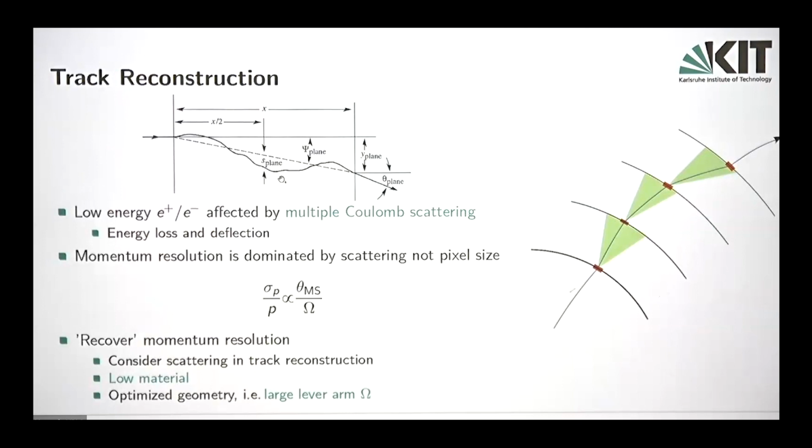And that is why track reconstruction and low material is very important in our detector. So we have low energy e+ and e-, and they are affected by multiple Coulomb scattering. When they traverse the material, they get deflected within the material, they come out at an angle, they have lost some energy. This is all not good if you want to do precise tracking.